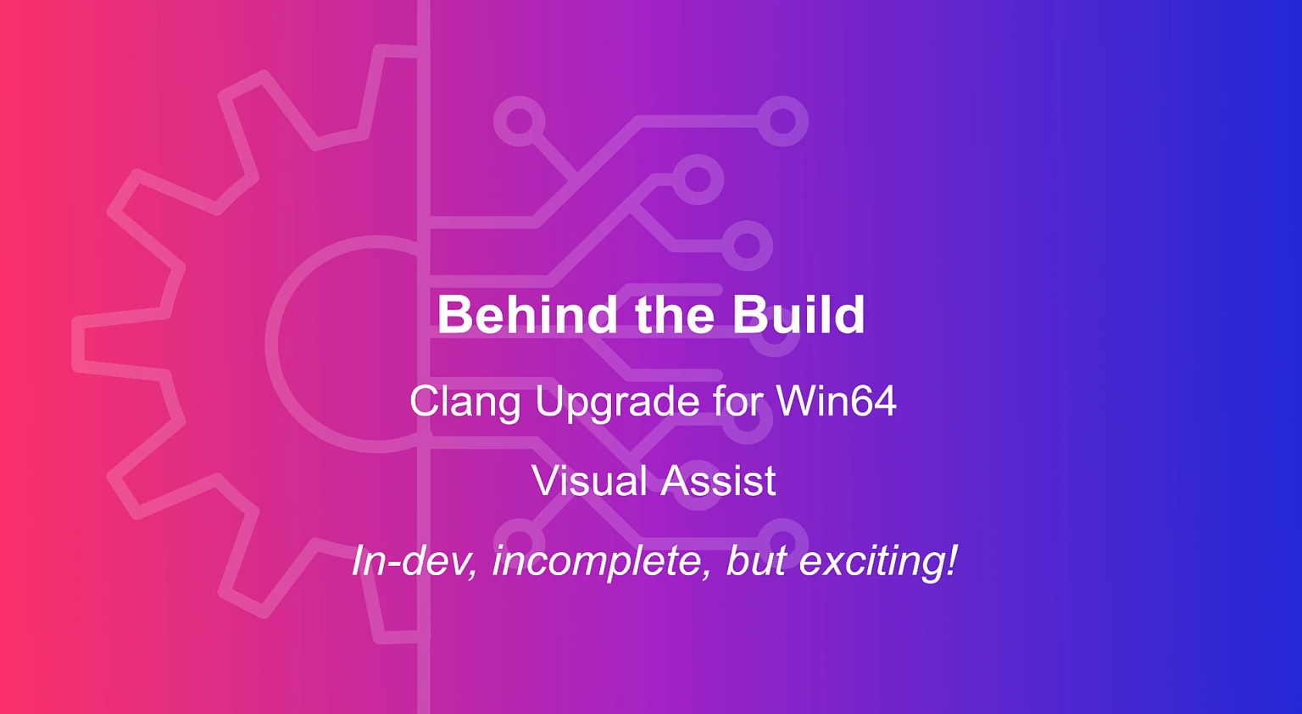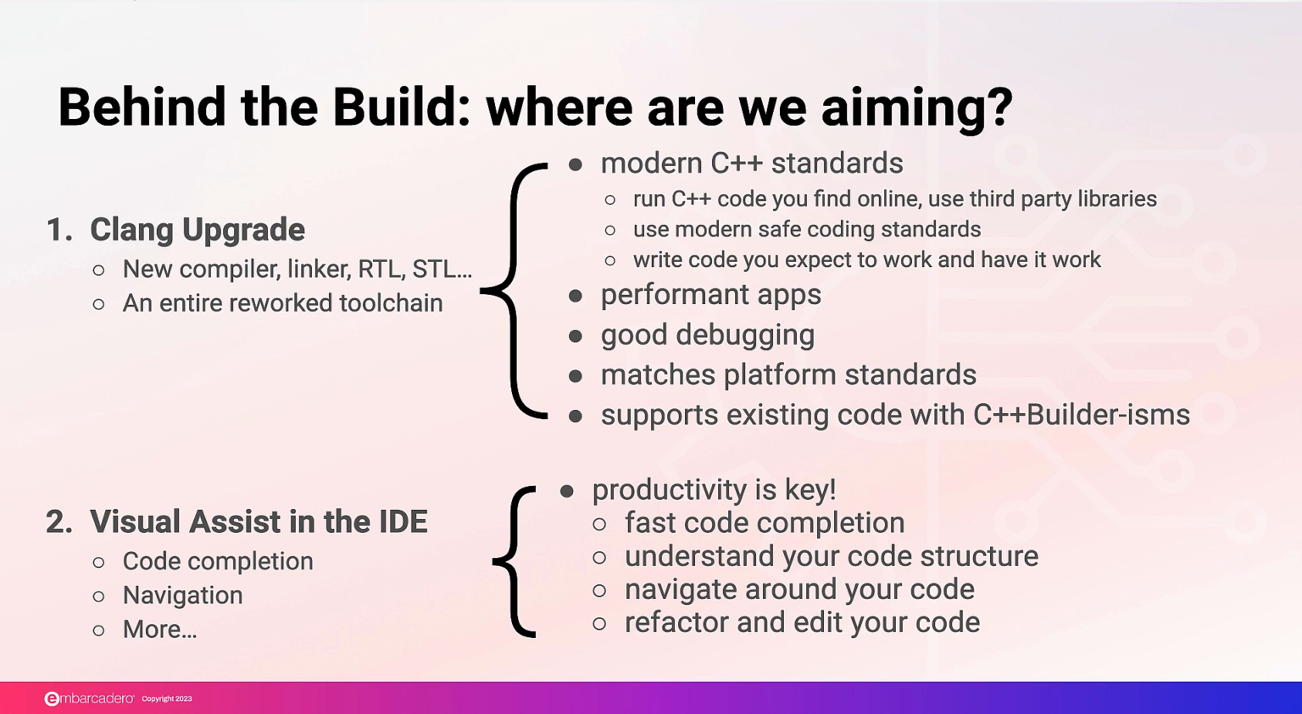So I want to return to a slide I showed you at the beginning. This shows the direction we're going in and why, and what both the Clang upgrade and Visual Assist will give you. Now it's really important to communicate that these are not finished. In a sense, that's part of the purpose of the webinar. We promised you an unfiltered behind-the-scenes look. Both these features are not yet done, and there's still a lot of work to do. But equally, this is the direction we're going, and what we have working is really promising and really exciting.